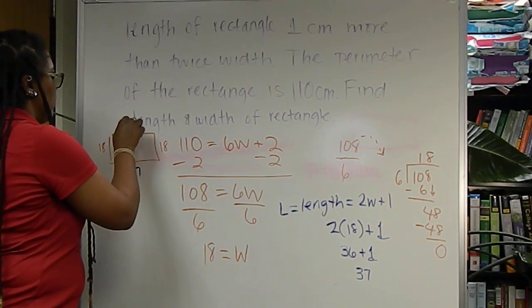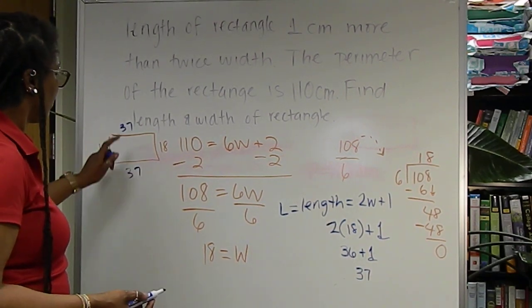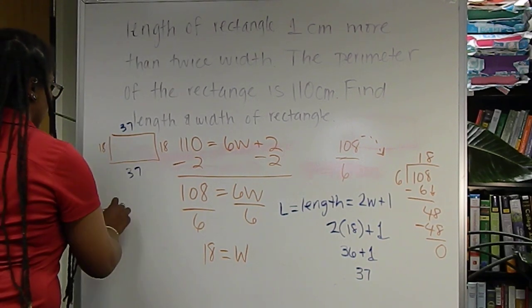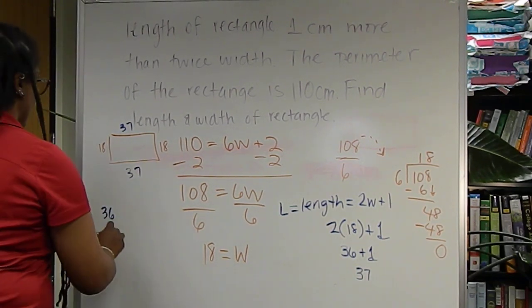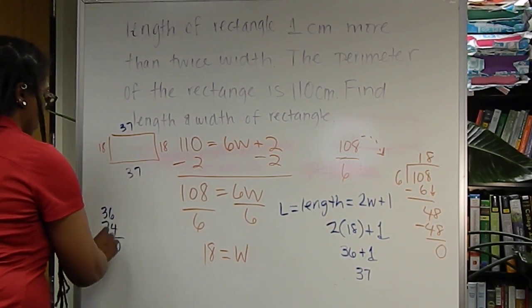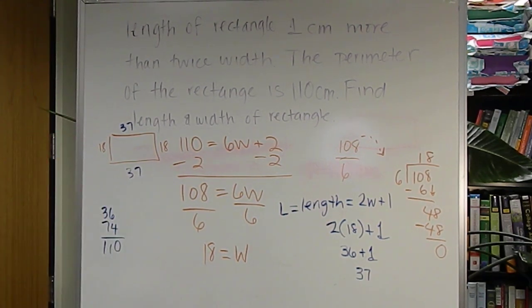So we have that, and then just to check yourself, of course, you're going to add 37 and 37 and 18 and 18, right? So we know 18 and 18 is 36. 37 and 37 is 74. 74 and 36 is 110. So now we know for a fact that we're correct, because we checked our values, plugged it back in, and we got the whole perimeter that we started with, right?